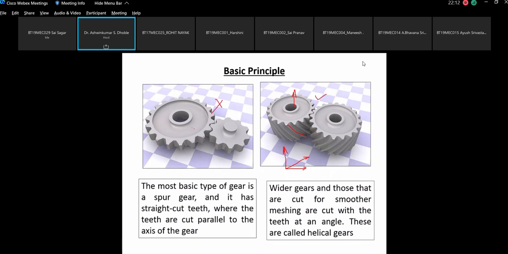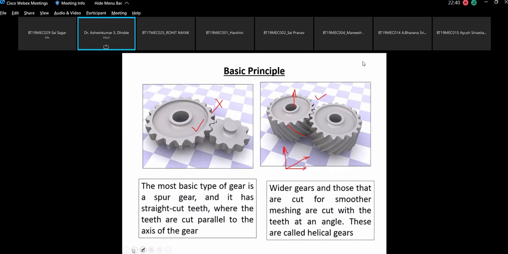This spur gear is very easy to manufacture compared to helical gear. Okay, so there are advantages of the helical gear, I'm not saying that, but the major problem with the helical gear is that the moment you give the angle to the teeth, there is a problem of axial thrust, which will be more in the helical gear compared to your spur gear. Okay, so please keep these things in mind. Depending upon the arrangement, you have to select the gear.